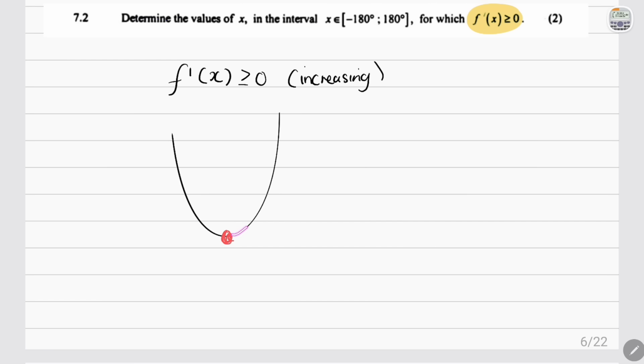And then over here, it is increasing. Then at this point, this is where the graph is neither increasing nor decreasing. At this point, the gradient is equal to 0. So what they want us to find is the places where the graph is increasing, but you must also include any turning points that you see. Where the gradient is equal to 0, just know that is at the turning point.